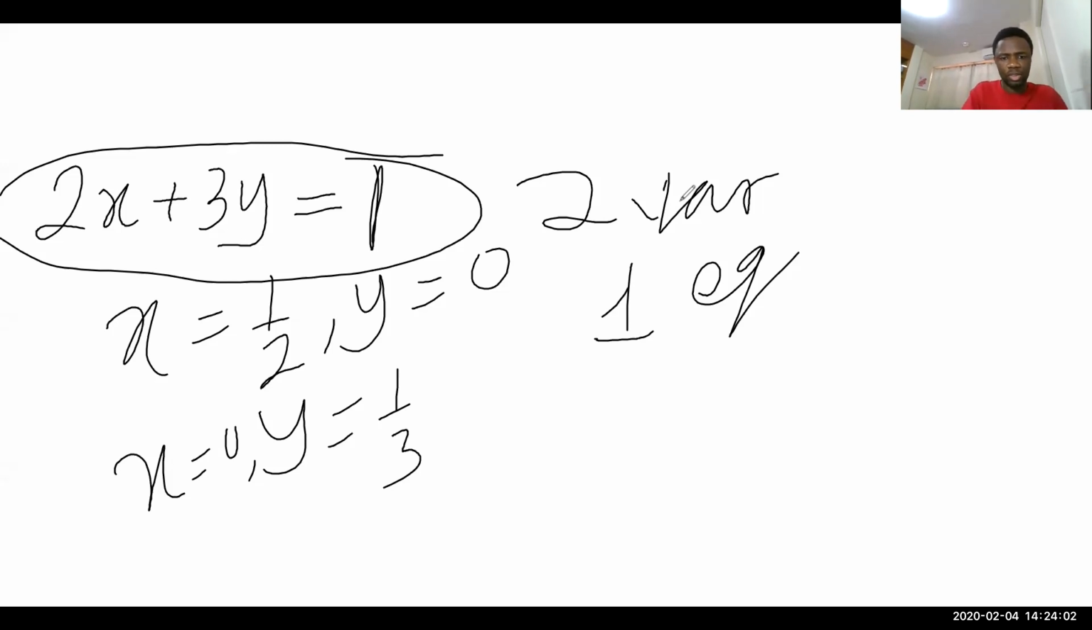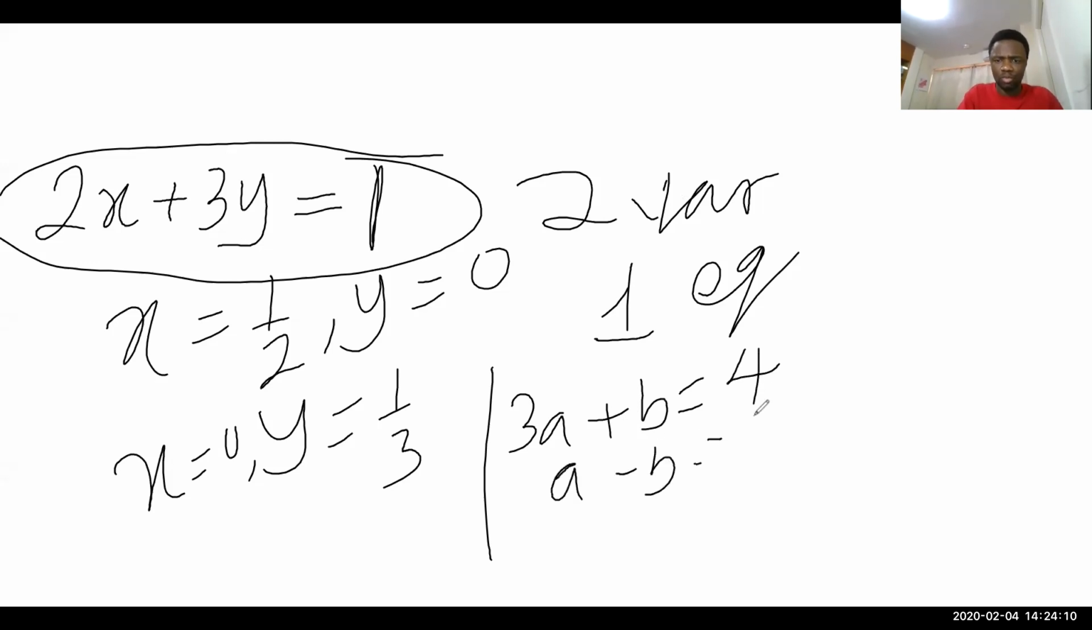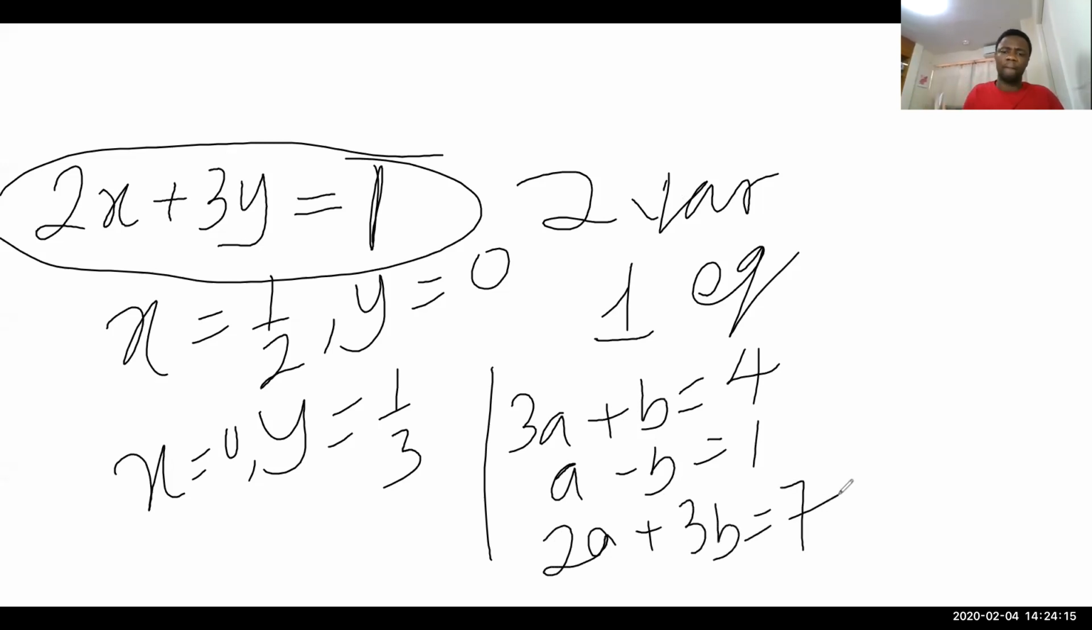So if I have equations like 3a plus b equals 4, a minus b equals 1, 2a plus 3b equals 7, for example. If there is a solution that satisfies these equations, that is a different thing to talk about, whether it is consistent or inconsistent. But is it underspecified or overspecified? This will be overspecified. So that was what we discussed the last time. Did everybody get that? That's the recap.